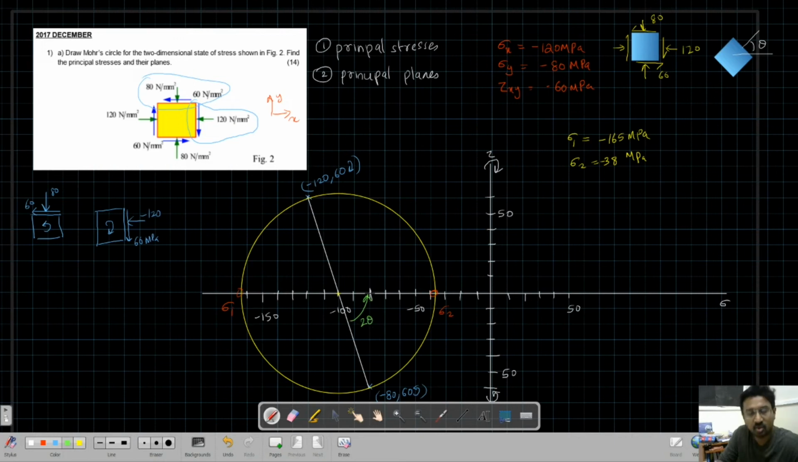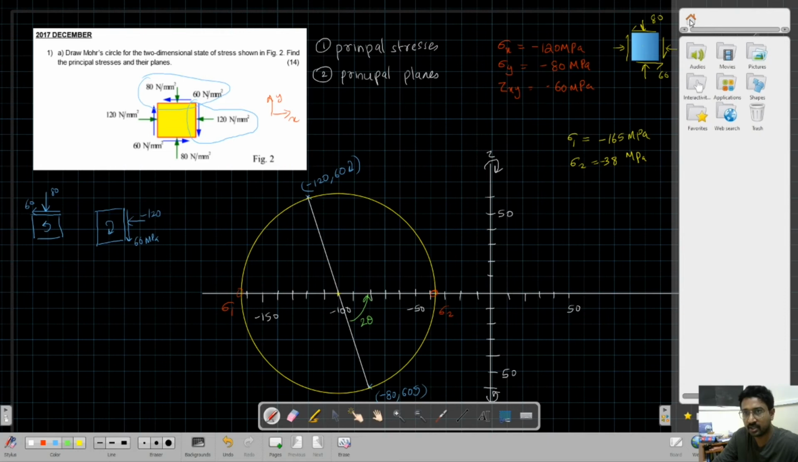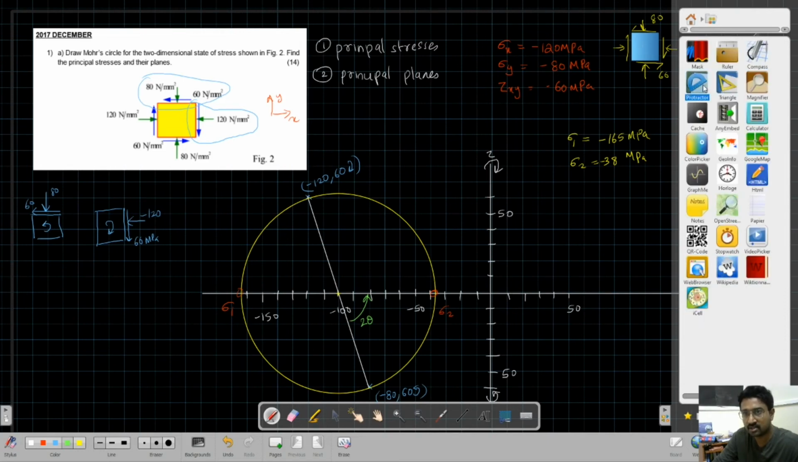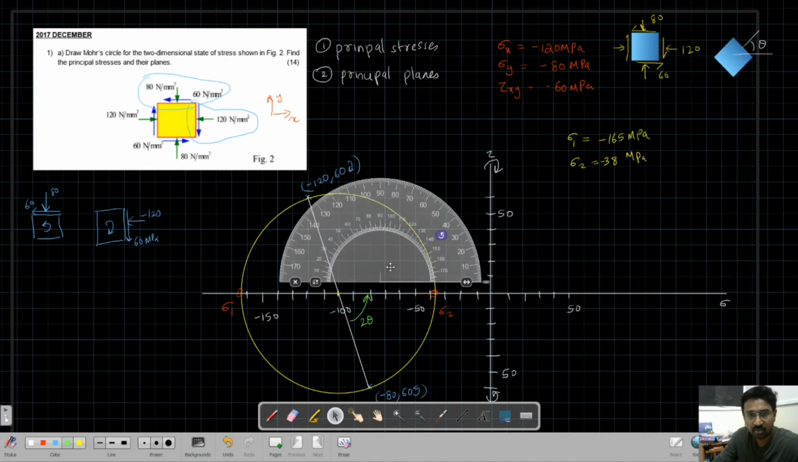You have to rotate in the counterclockwise direction. The angle you have to rotate is this angle, from the original diagonal, 2 theta. Now we have to measure this angle to find the plane. So let's measure that. I will take my protractor out. I have my protractor here. Now I will put the center here.